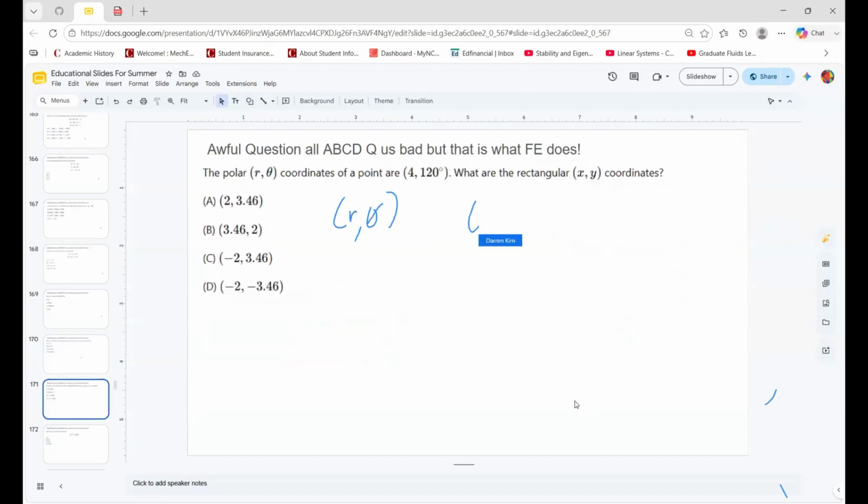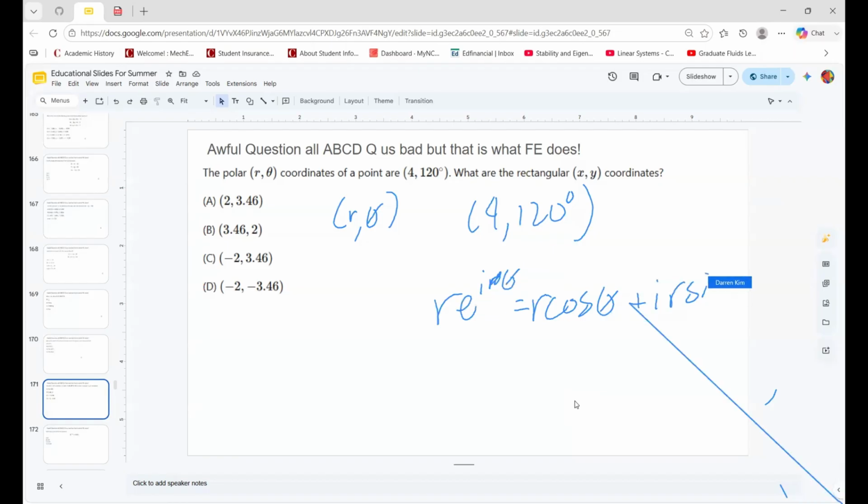Our data here is 4 comma 120. So here we just have to say e to the I r theta equals r cosine theta plus I r sine theta. And we know that we can define the y direction with the I and the x direction with the cosine. So we can just write cosine, oh, it is also in degrees. Okay, maybe I'm wrong about it mostly being radians. But cosine 120 is -2, so -2 over here. And then sine 120 is 3.4 over here.